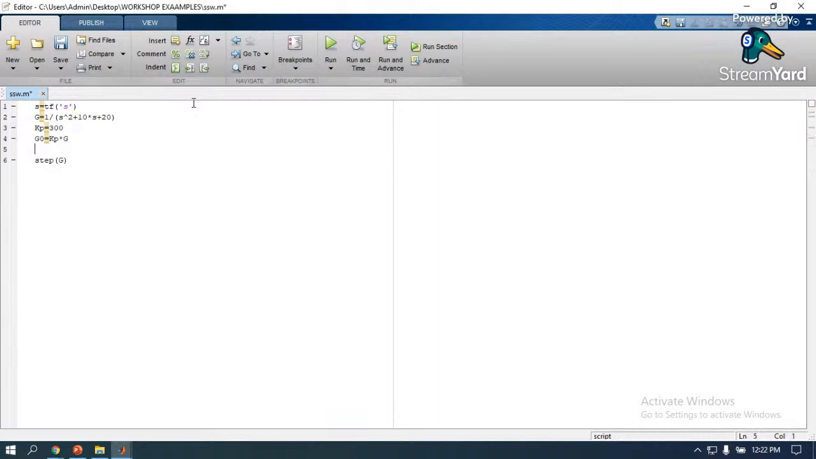Now next, to define an overall closed loop system, I use a notation like T. T is a closed loop, G is an open loop. T is equal to, take a feedback from G0, value 1 means you take unity feedback, right? And finally give me step response of not G, give me step response of T. Right? Now you can observe here, reduced steady state error.